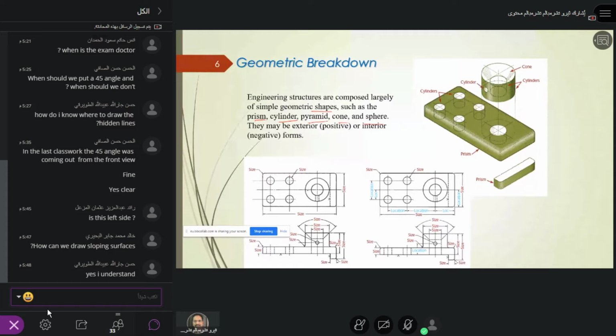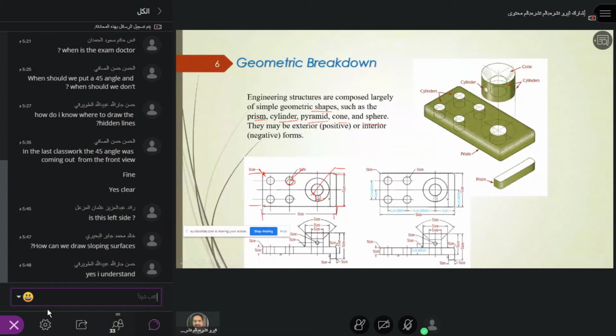So the sizes must be mentioned in all the drawings, as you see here. So the size for this length, what is the size? And what is the width? What is the diameter of this circle? What is the diameter of this circle? And what is the groove thickness? And what is this length? What is the width? And what is even the radius here? So everything must be shown in the drawing.